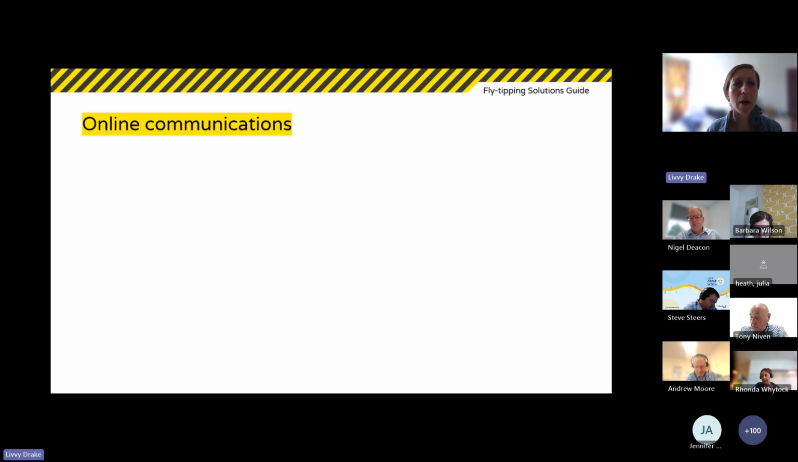So in the guide, we've got it broken down into lots of different areas. I'm going to give you a taster of those different areas to give you some ideas. So we've got online communications, and this is perfect to what we've just been saying. How do we present bulky waste? It matters. So we need to make it easy for people.